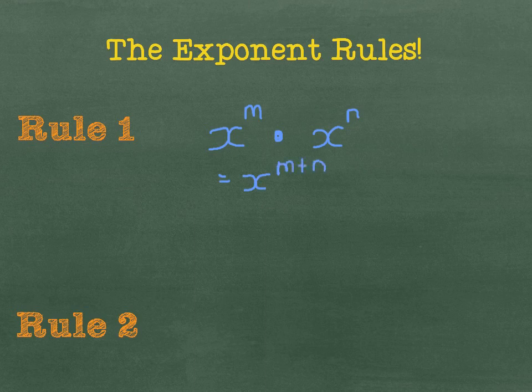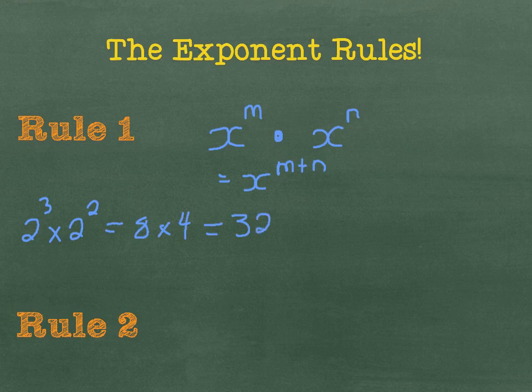So what exactly does that mean? Let me give you an example. If I were to give you something like 2 to the power of 3 times 2 to the power of 2, well, you know that 2 to the power of 3 is 8, and 2 to the power of 2 is 4. And so in the end, the answer is 32.